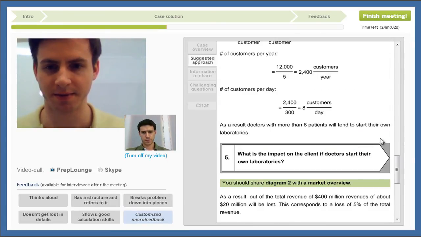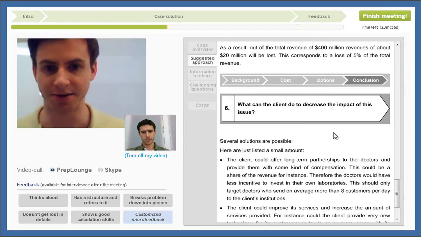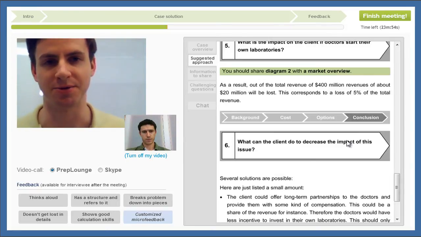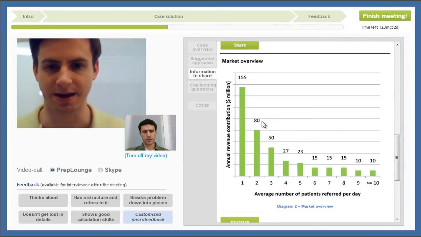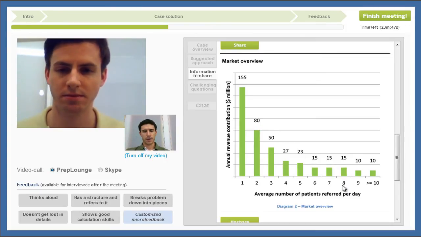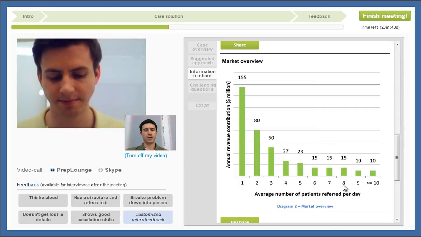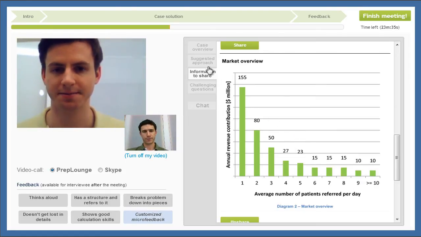And we assume that doctors with exactly 8 patients will not open labs, because their profit would be 0 and there's no reason for them to open one. So, just to make sure I got it, you're saying that doctors with exactly 8 patients per day would not open their own lab because they would just break even and wouldn't make any money. Is that right? Yes.